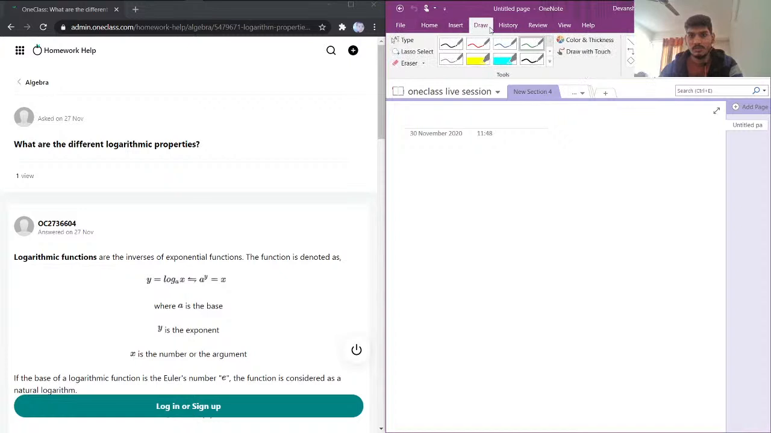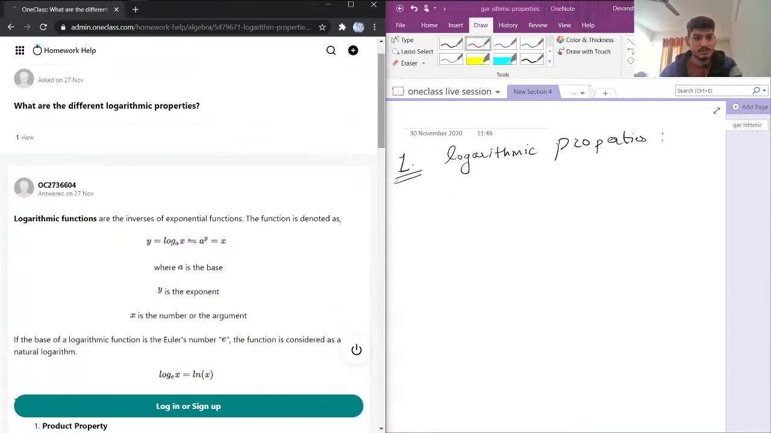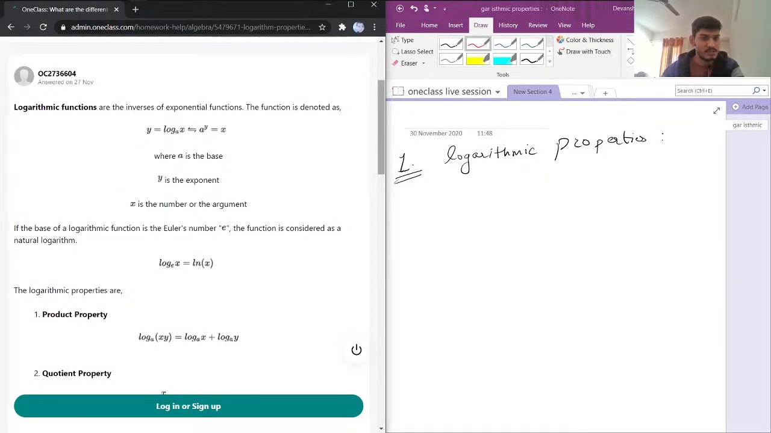So our first question is, what are different log properties? So, logarithmic properties. Let us see what the answer is given.